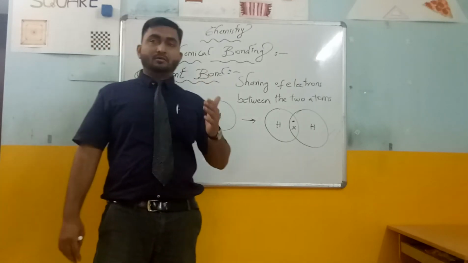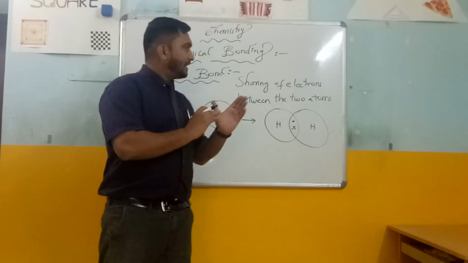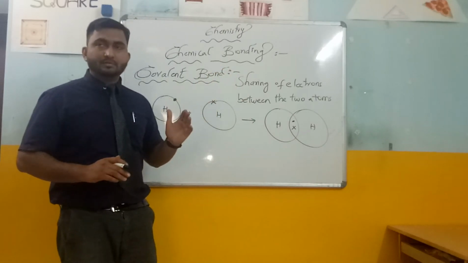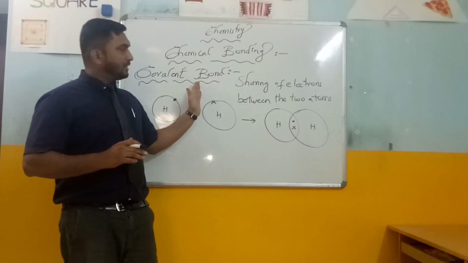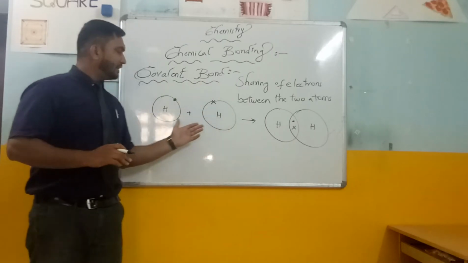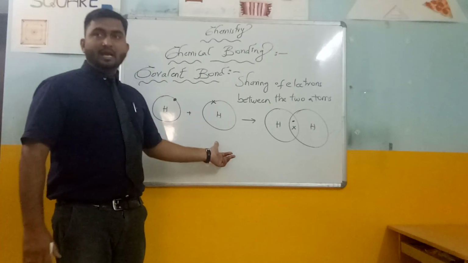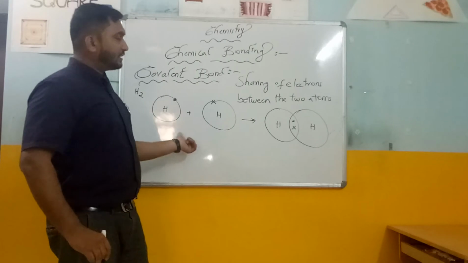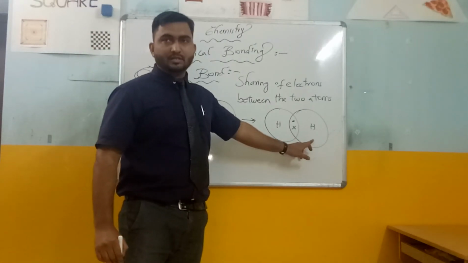So what are covalent bonds? Covalent compounds are formed between two atoms by sharing of electrons. The sharing of electrons between the two atoms gives rise to a covalent bond. A simple example is the hydrogen atom. Hydrogen is a diatomic molecule, H2, where hydrogen combines with another hydrogen.